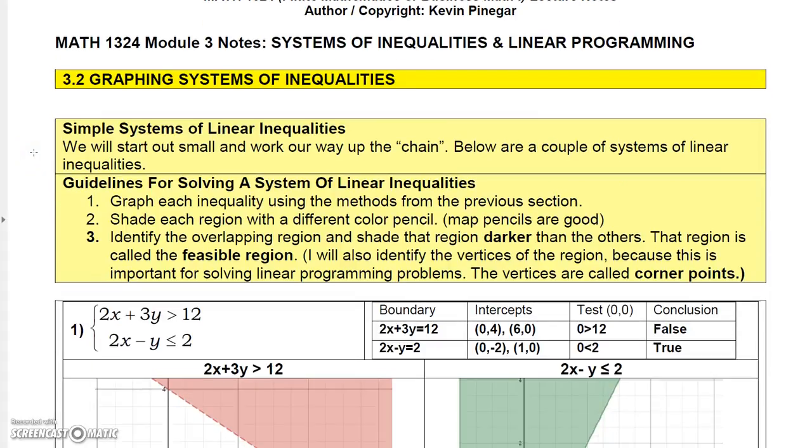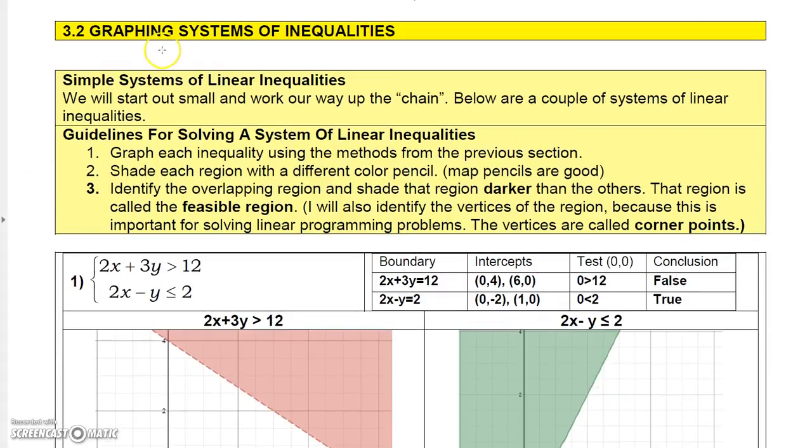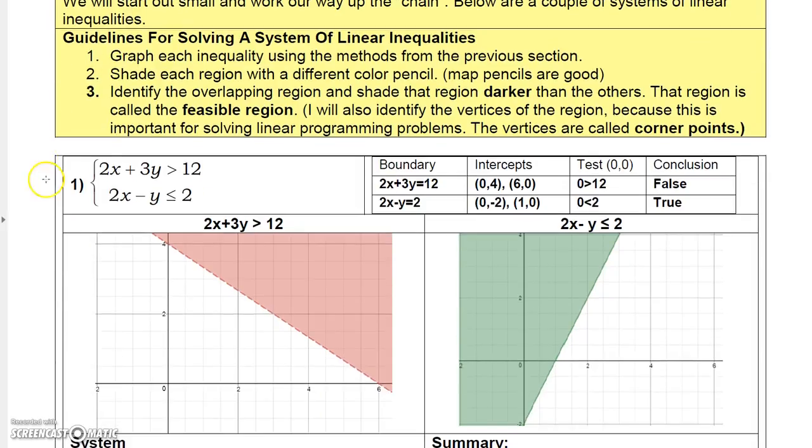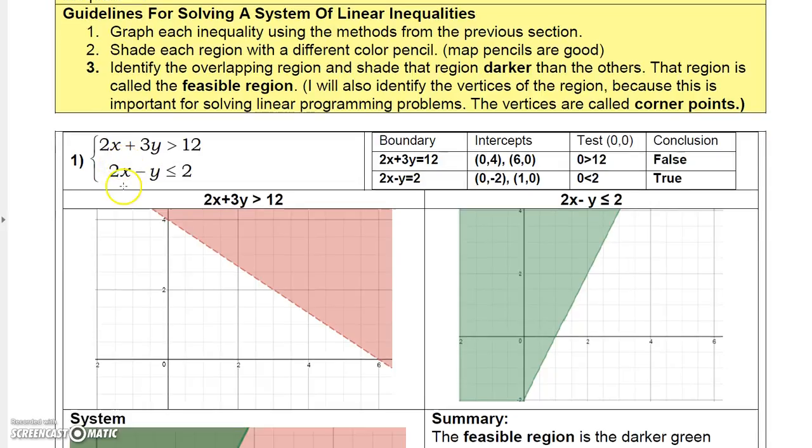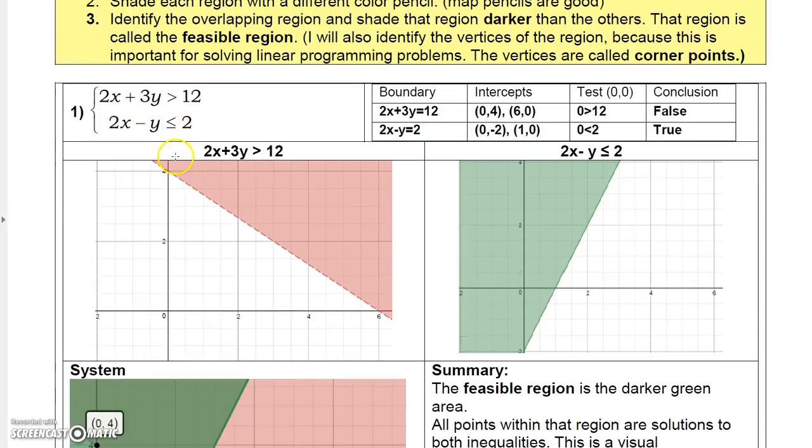Okay, so now that we know how to graph a single linear inequality, let's talk about graphing a system of linear inequalities. We'll start with a simple system. If you have a system of two linear inequalities like this, what you want to do is find where the two inequalities overlap. Now, this is not necessarily how I would do this problem, but I'm going to do it in three phases here just so I can be sure and show you.